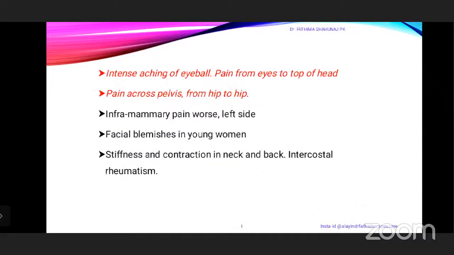And there will be an intense pain of the eyeball from eyes to top of the head. It's some sort of radiating pain from eye to top of the head. And pain across the pelvis from hip to hip. It's more or less similar to Sabina. It's something like a round pain. So pain from pelvis, from hip to hip. Then there will be an inframammary pain, as we saw already. It's mainly on the left side, and facial blemish in young women, stiffness and contraction of neck and back, and intercostal rheumatism. So rheumatism is also present in the neck and back, and it's also seen in the intercostal region.